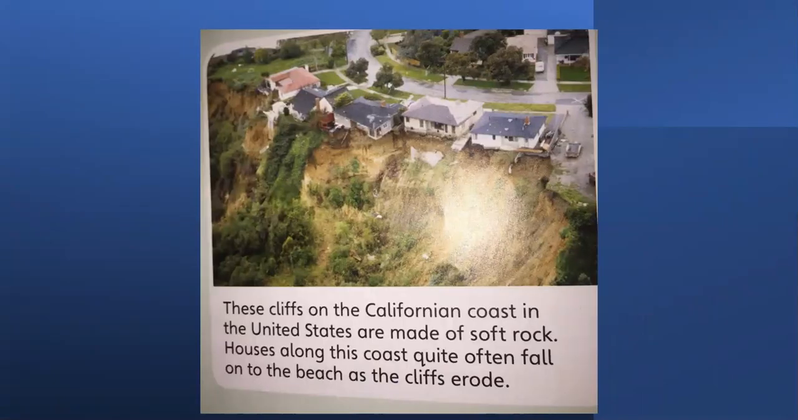This picture can be found in your books on page 36. It shows that these cliffs on the Californian coast in the United States are made of soft rock. So houses along this coast quite often fall onto the beach as the cliffs erode. You can get a closer look at it on page 36 of your books.